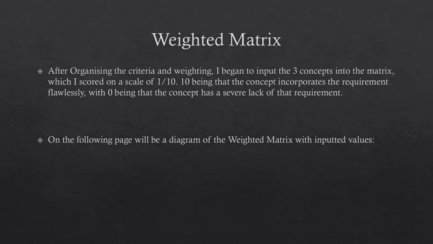The weighted matrix. After organising the criteria and weighting, I began to input the 3 concepts into the matrix, which I scored on a scale of 1 to 10, 10 being that the concept incorporates the requirement flawlessly, with 0 being that the concept has a severe lack of that requirement. On the following page will be a diagram of the weighted matrix with inputted values.